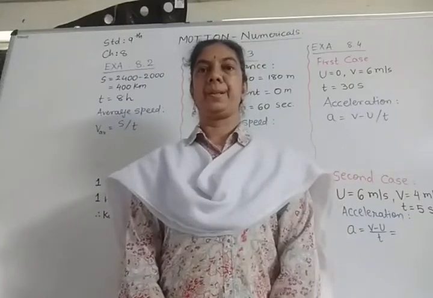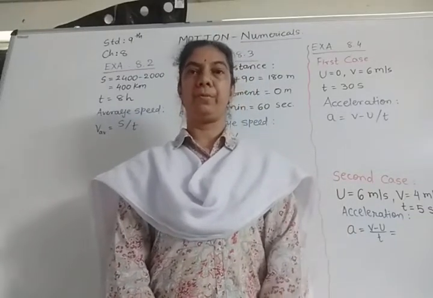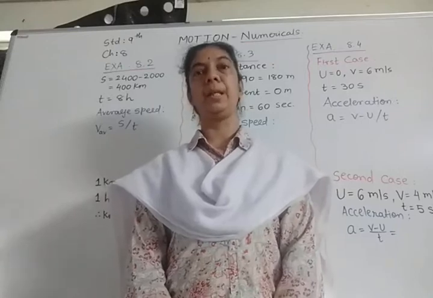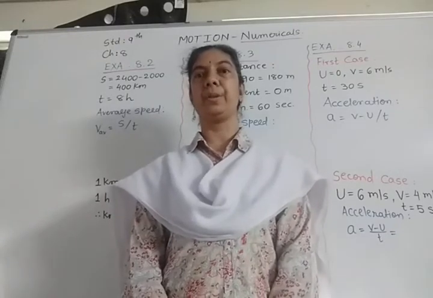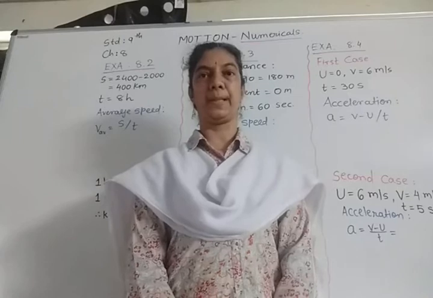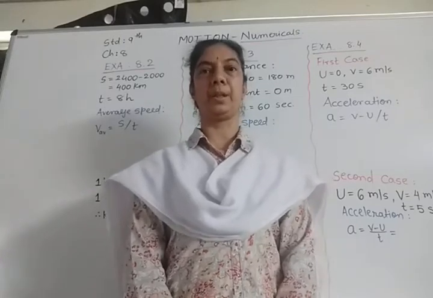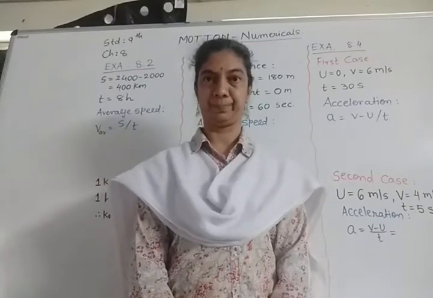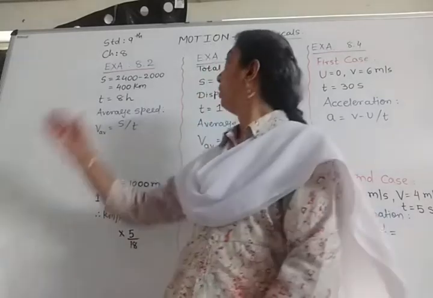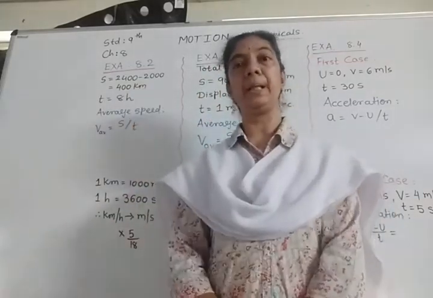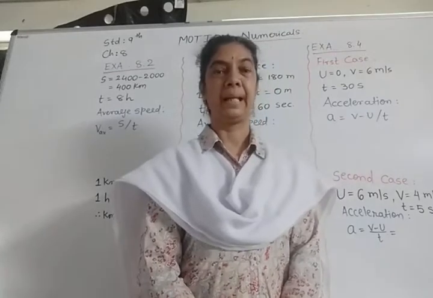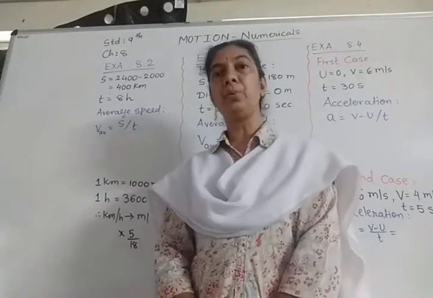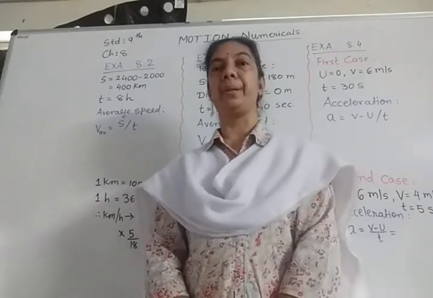Hello friends, in this video we are going to discuss the numericals based on the distance, displacement, speed, velocity and acceleration. First of all, we are discussing example 8.2 and in that the two readings of the odometer are given.